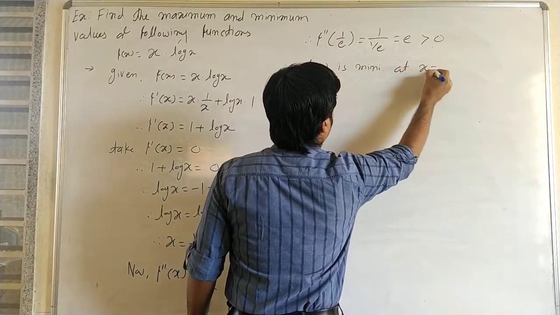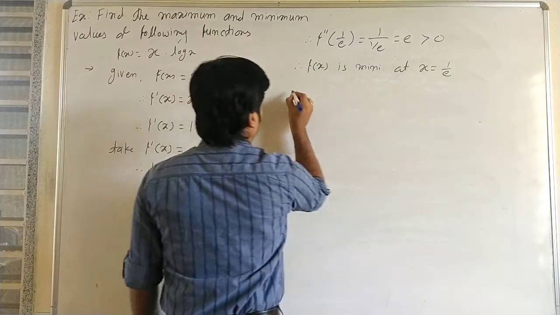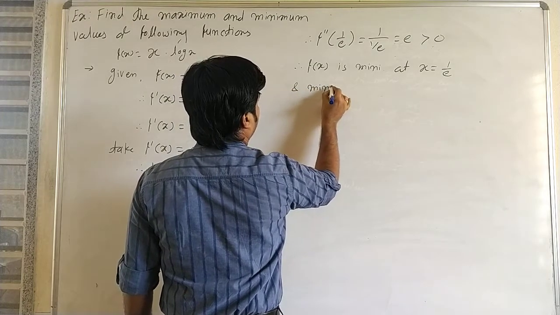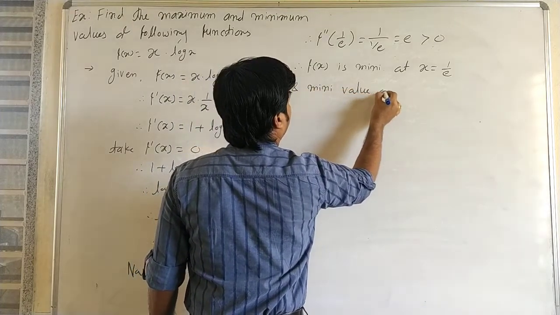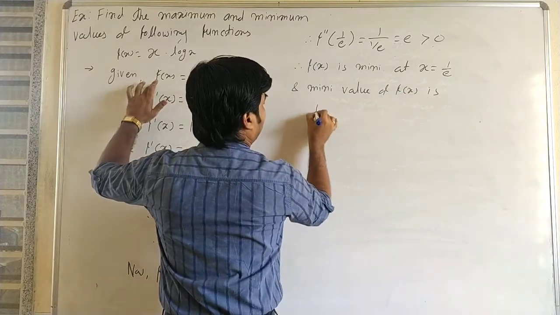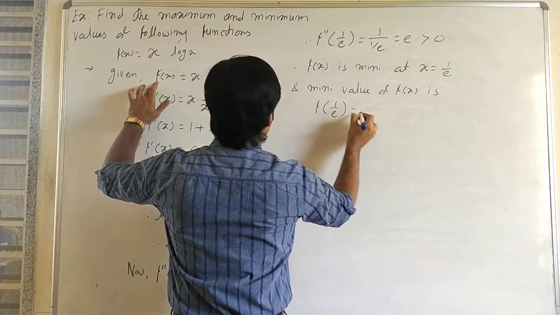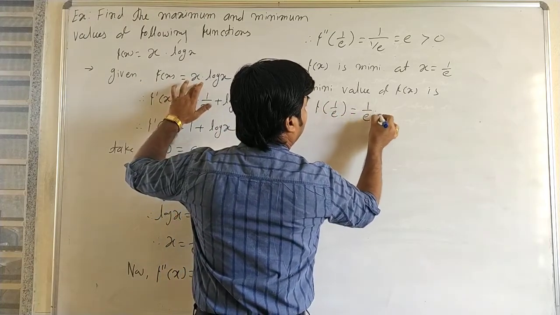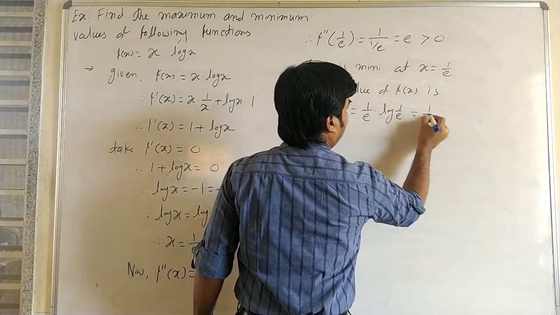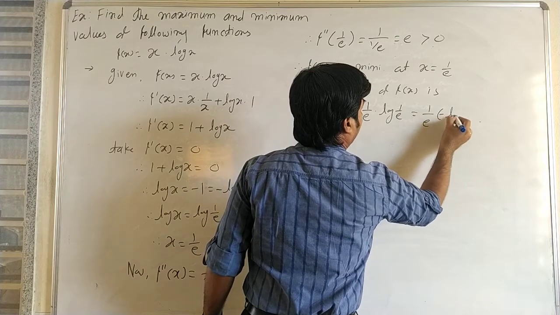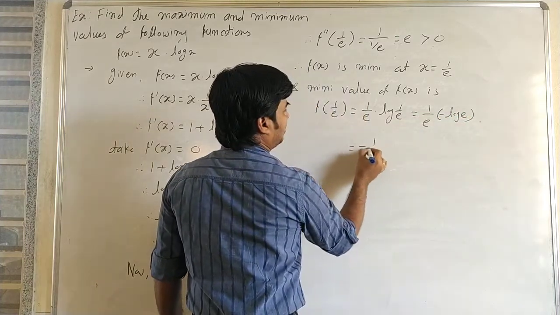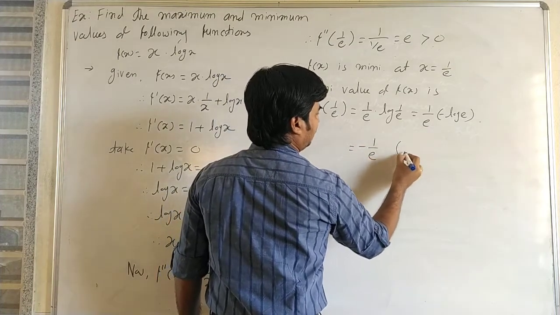at x is equal to 1 by e, and the minimum value of f of x is f of 1 by e, which is equal to 1 by e into log 1 by e. Log 1 by e is minus log e, that is minus 1, and therefore minus 1 by e is the minimum value.